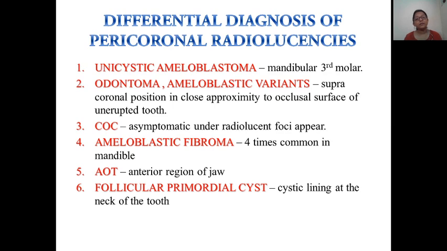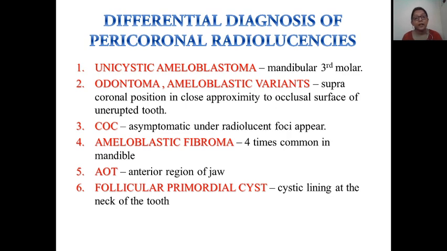Now these are the differential diagnoses of the pericoronal radiolucencies. In cases of unicystic ameloblastoma, there is a distinct feature by which we can differentiate it from the other pericoronal radiolucencies. The most preferred site is the mandibular third molar, and it is asymptomatic. Usually it takes place in an unerupted tooth, but sometimes it is not necessary for it to happen in an unerupted tooth.